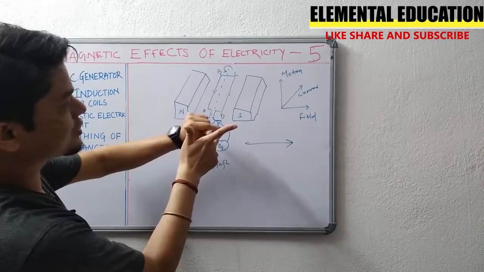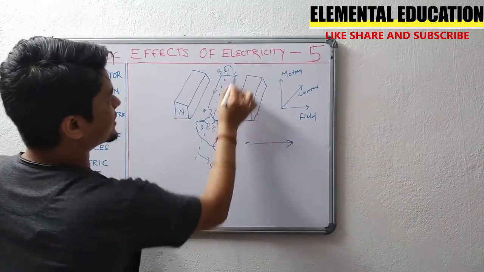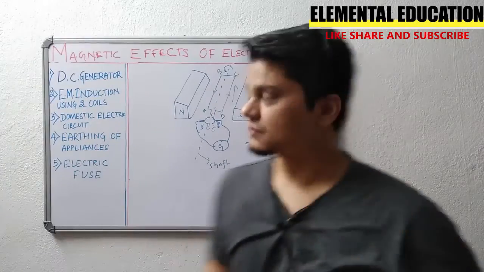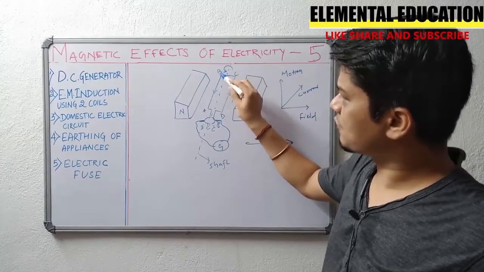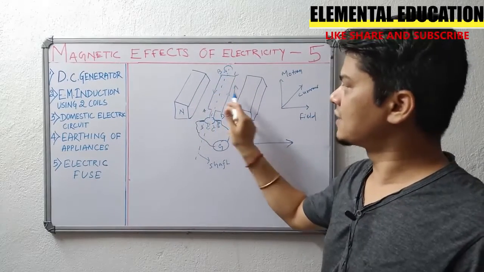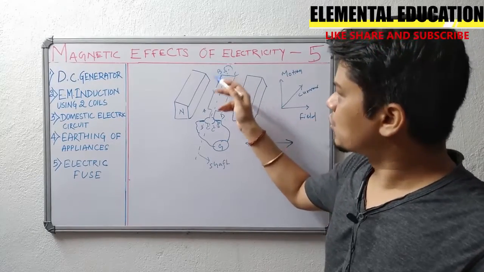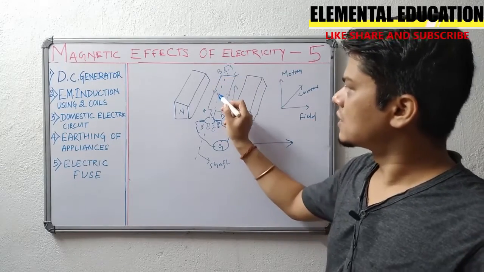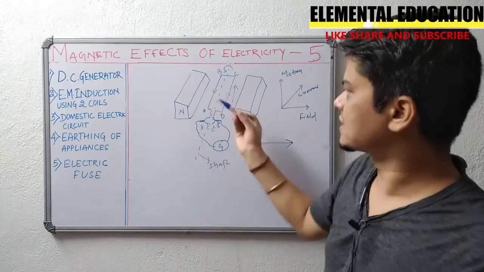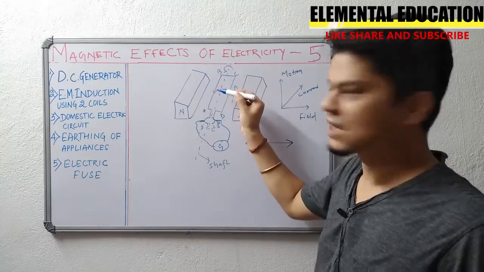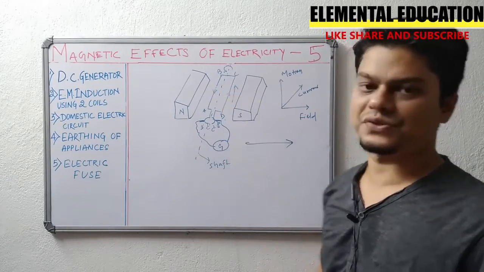See, the current induced will be inside the board. That means the current induced is in this direction from D to C. So guys, similarly, the current induced in this coil will be from B to A. Why? The magnetic field direction is fixed here, and the motion is changed. How? This one was moving upward, and this one is going downward. So the electric current induced direction will be changed.